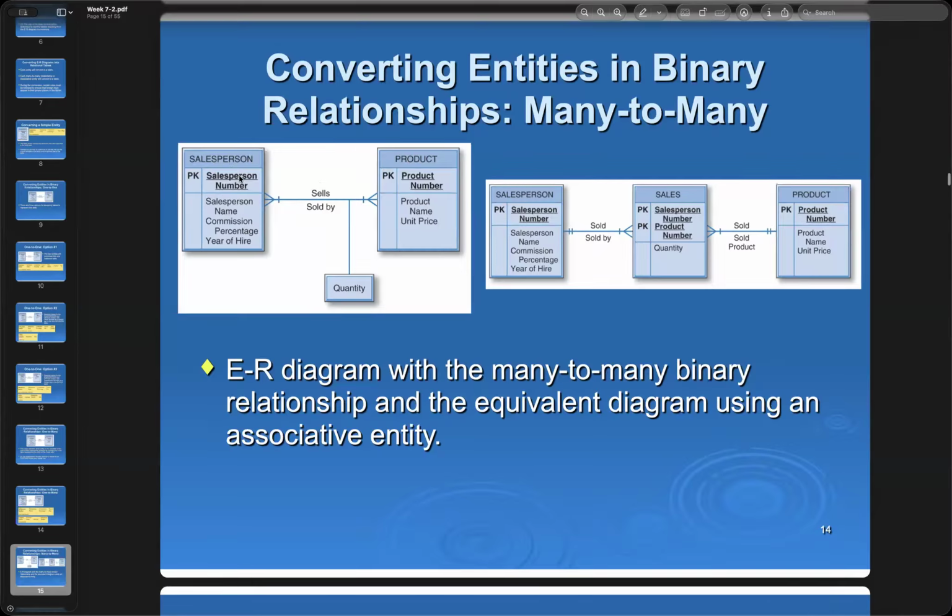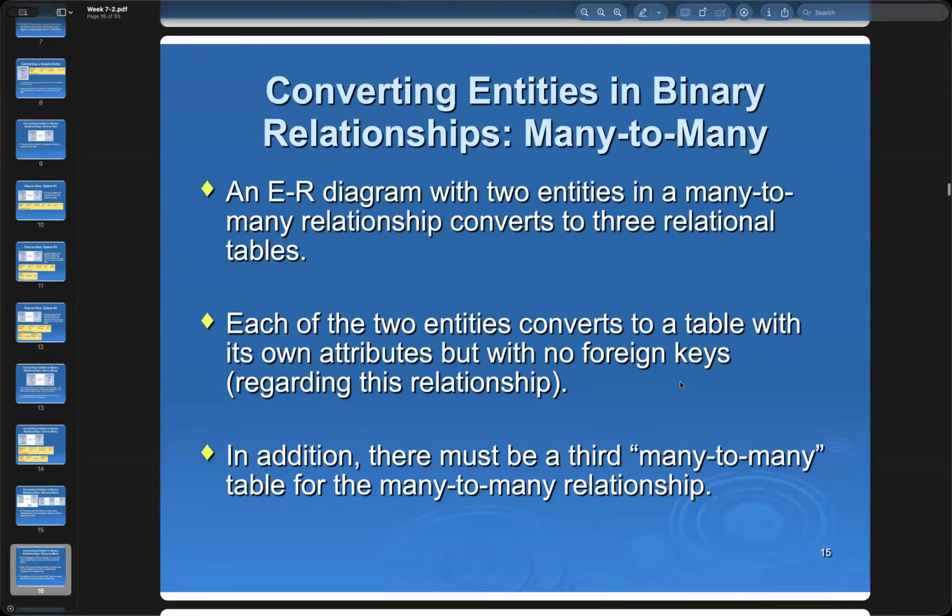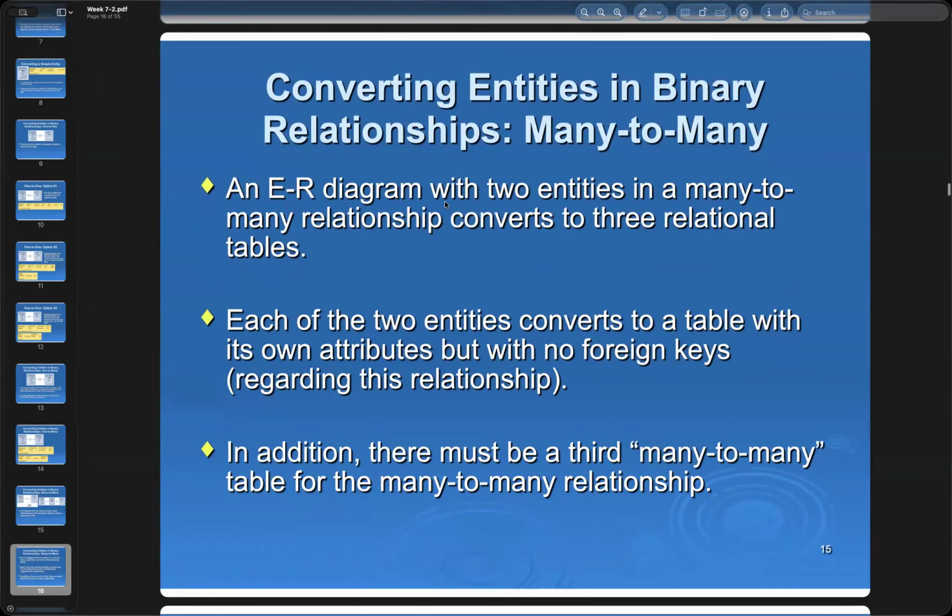okay, so a salesperson sells at least one and many products like this, and products are also sold by the salesperson at least one or many like this. Okay, so this is a description. And when we convert, because when we draw the ER diagram we have two entities, right? In the many-to-many relationship, but in the implementation, we need to convert them to three relational tables. Okay, so each of the two entities converts to a table with their own attributes, but no foreign keys.